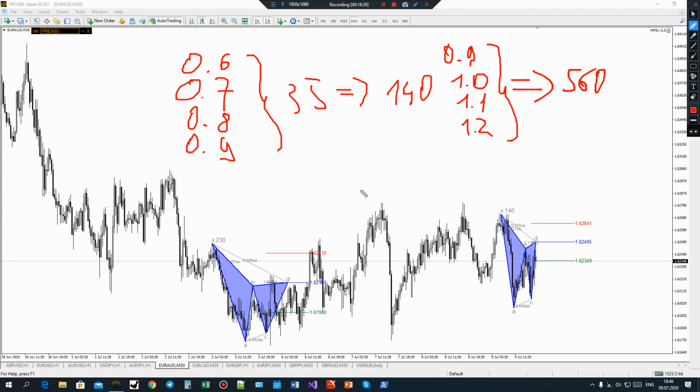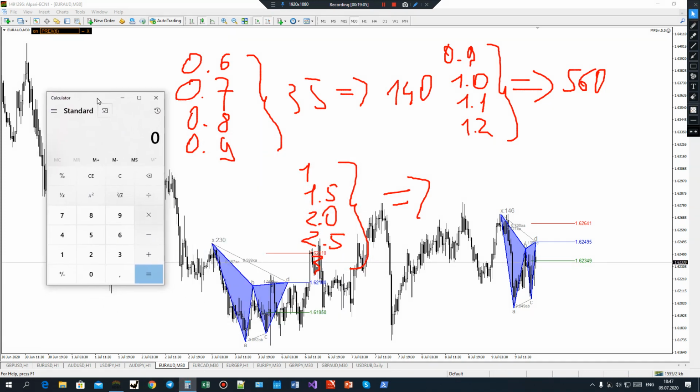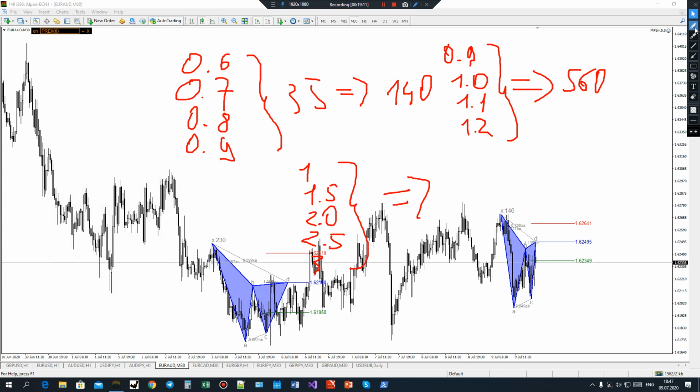Okay, good. Then the next thing is to decide what should be the target. We can place our target as 1 to 1, 1.5 to 1, 2 to 1, 2.5 to 1, 3 to 1: 1, 2, 3, 4, 5. 5 ways of placing targets. So we have 560 patterns multiplied by 5, which gives us 2,800. So this is the total number of pattern variations.